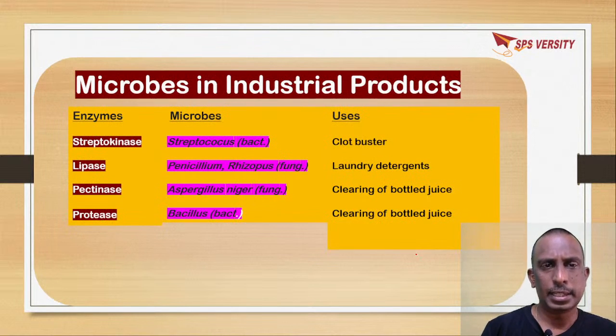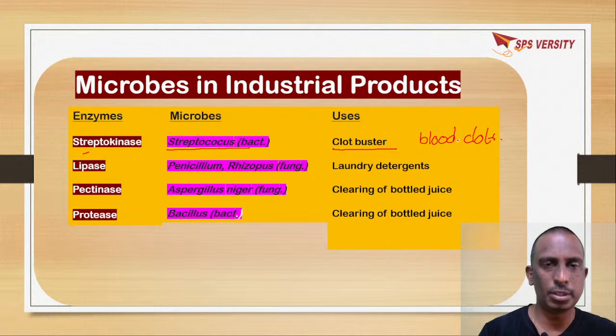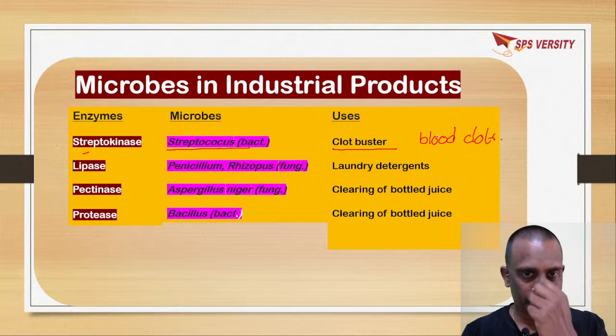At the same time, there are many other enzymes used in industries. Many enzymes are produced from microorganisms, like streptokinase, an enzyme prepared from a bacterium, Streptococcus, which is used as a clot buster. Clot buster means it removes the internal blood clots in the blood vessels. This streptokinase is called a clot buster.